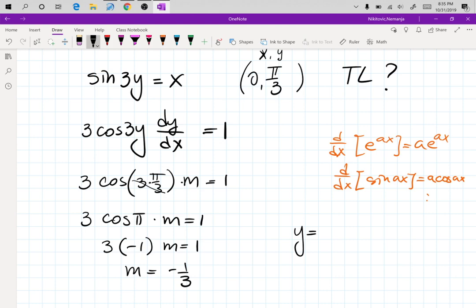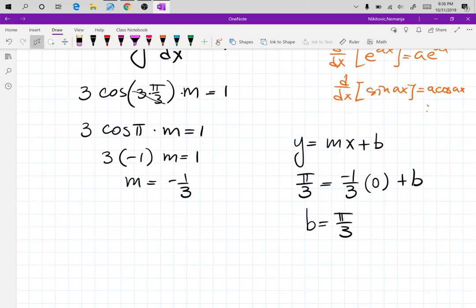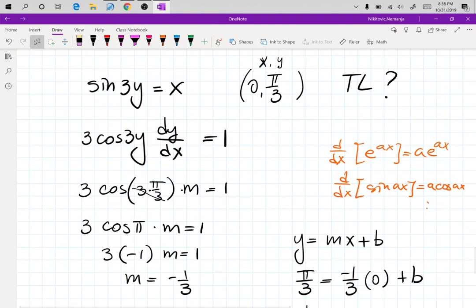Alright. So, we have y equals mx plus b. We have pi over 3, that's y. m is negative 1/3. x is 0 plus b. b equals pi over 3. And, oh, this is already the y-intercept because it's 0 comma pi over 3.